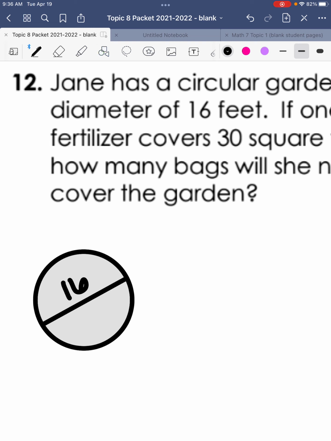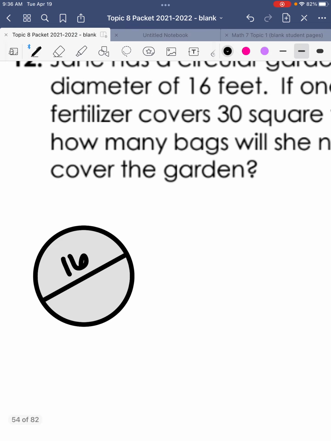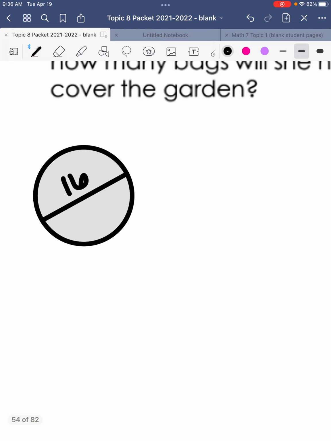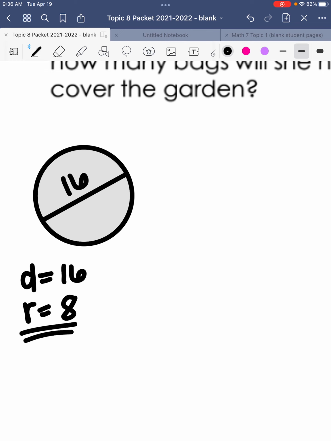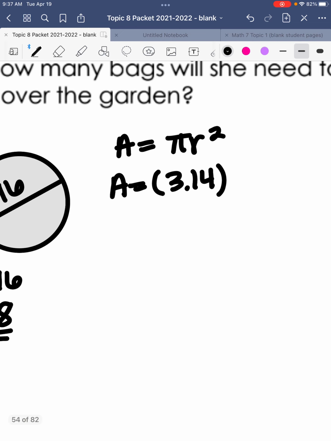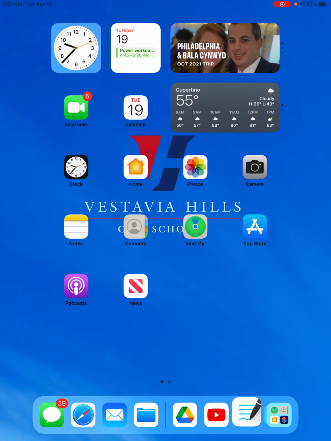So diameter is not super helpful in my area formula, so I need to figure out what my radius is. Well, if the diameter is 16, the radius is half of that. 16 divided by 2 is 8. So I'm going to use the radius of 8 feet in my formula to find area. So area of the garden is going to be pi times the radius squared, right? So area is going to be 3.14 times 8, and we're going to square that 8. So I'm going to take this to my calculator to figure out what the area is.